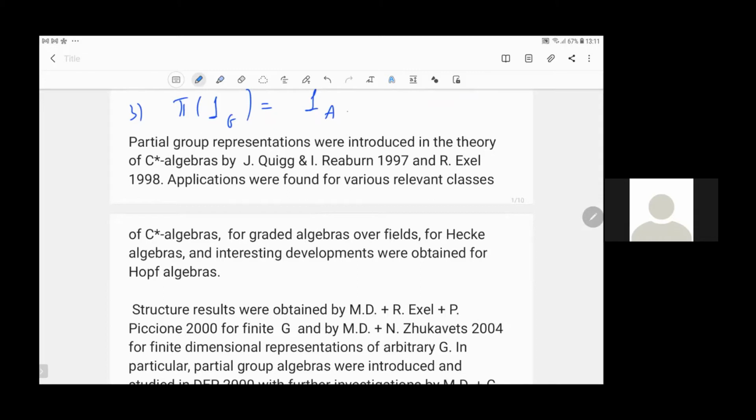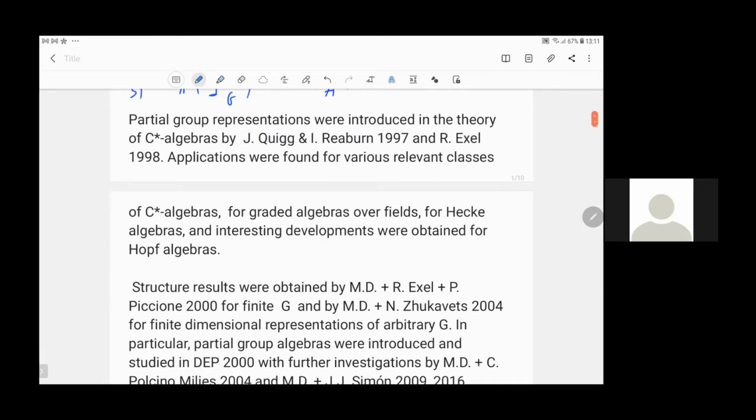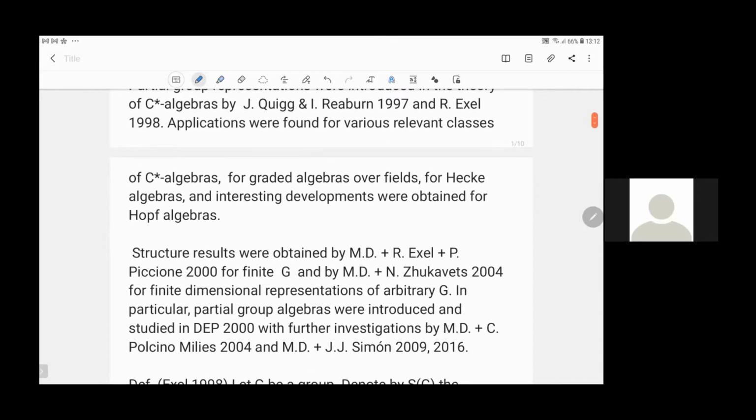We studied partial representations for finite groups, mainly for finite group G, obtaining some structure results, and then for arbitrary groups G, with a joint paper with Natalia Zhukavets on finite dimensional representations of arbitrary groups. In the paper with Exel and Piccione, we introduced the concept of a partial group algebra, which I will recall below. And this is an algebra which is responsible for partial representations of a group G in a similar way as the usual group algebra is responsible for usual representations of the group.